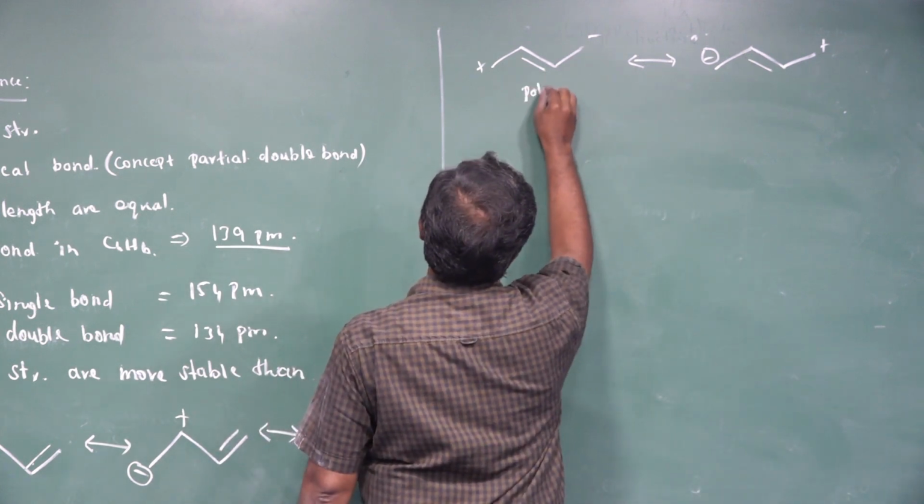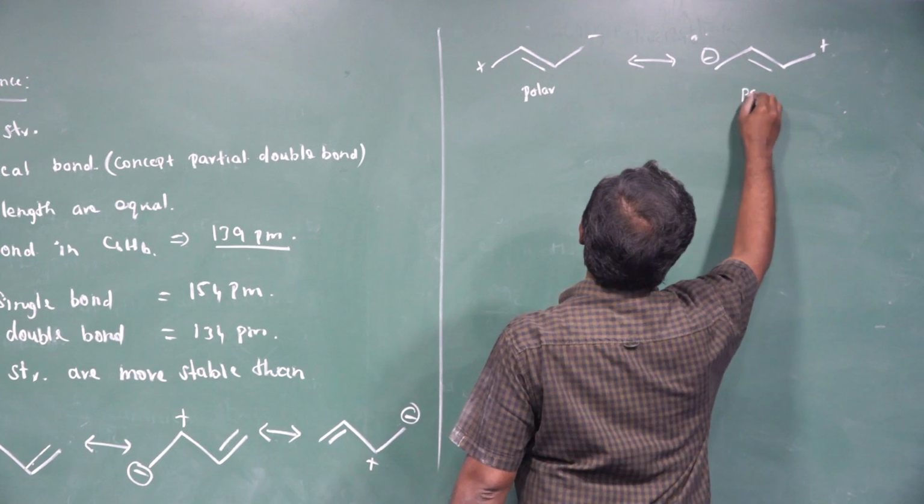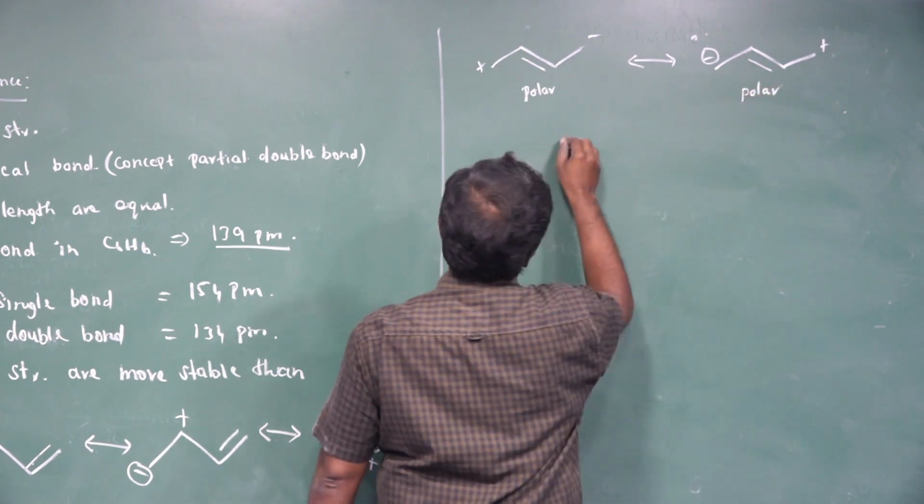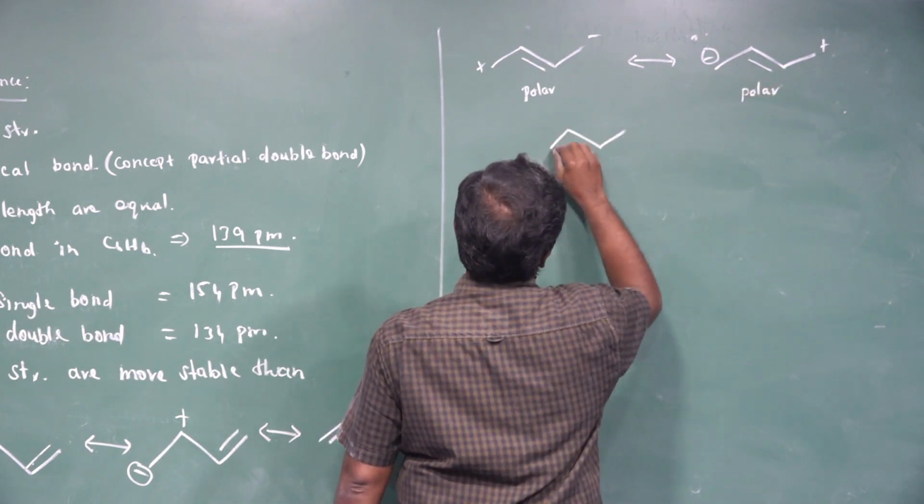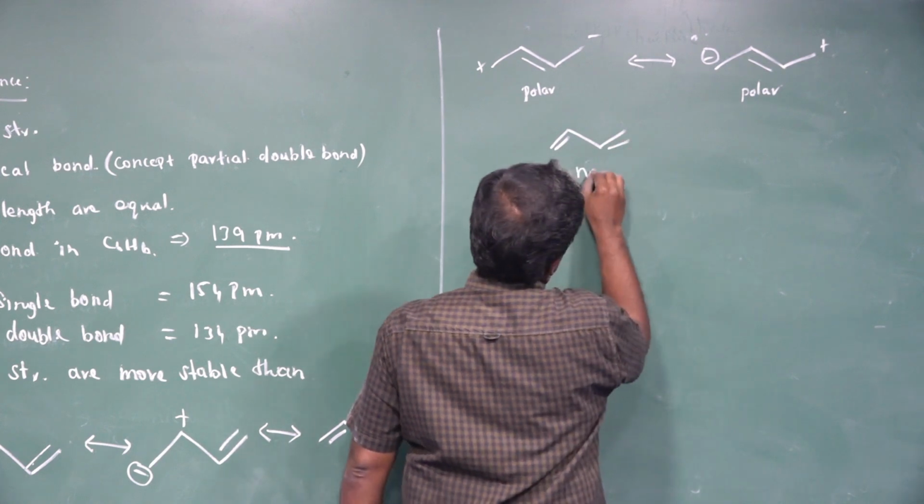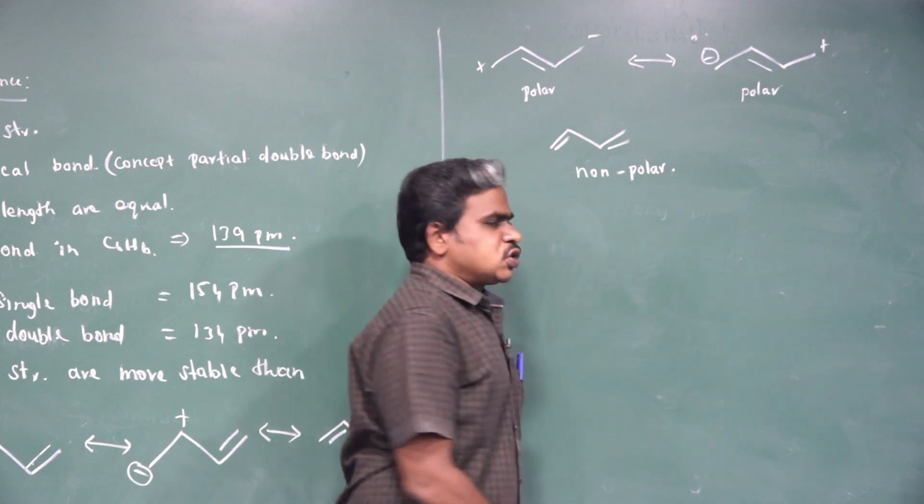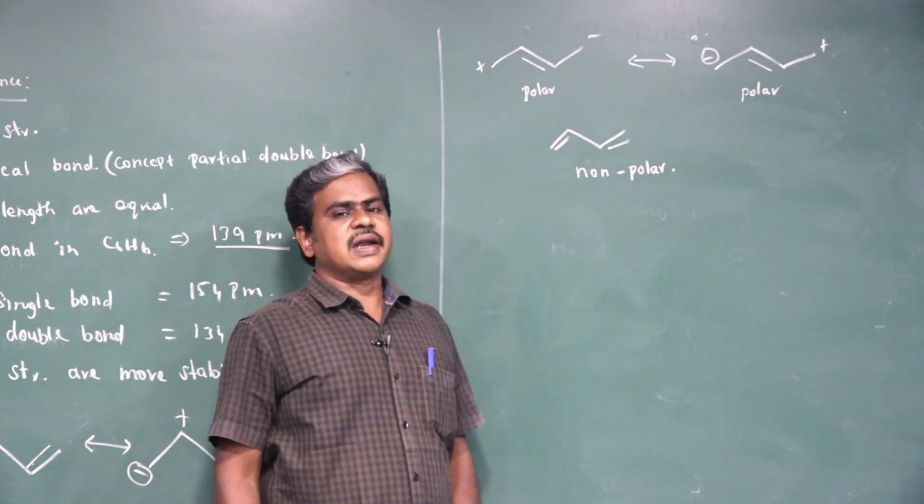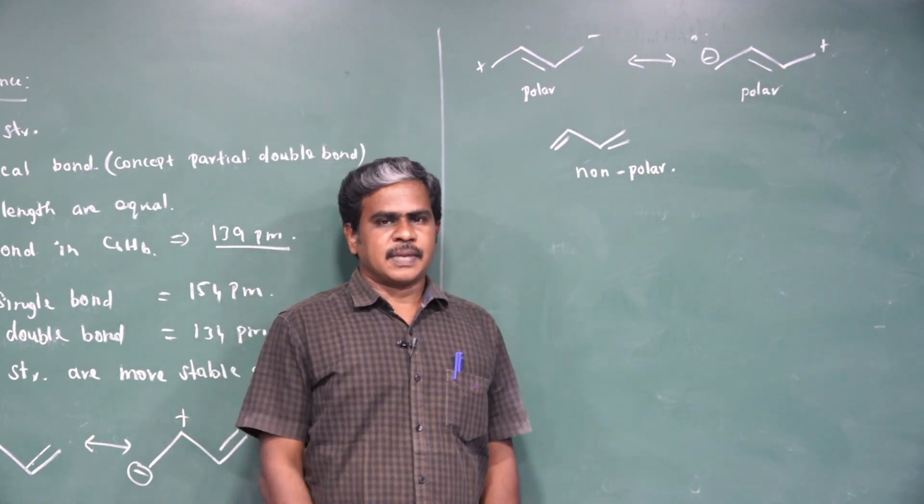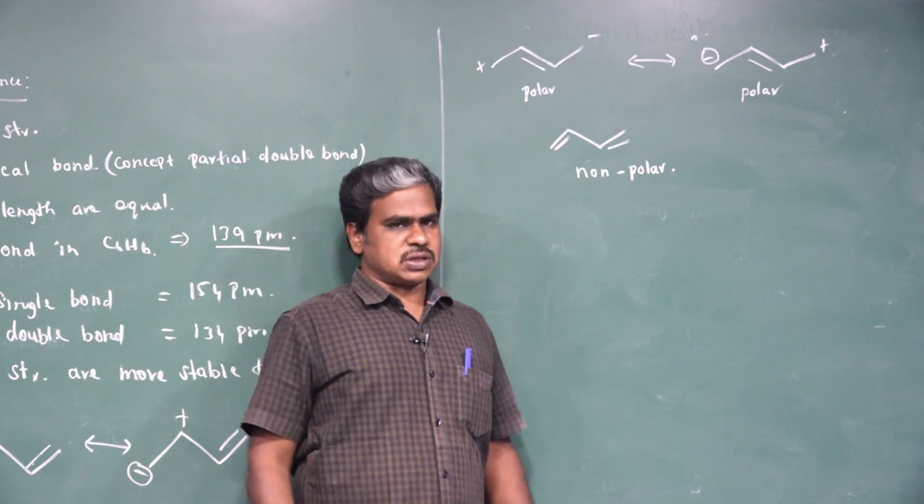Here it is polar, and this one is also polar. In the first structure, we take the bond here and the bond here, and it is non-polar. So which one has a non-polar structure? Then it is more stable. Non-polar structures are more stable.